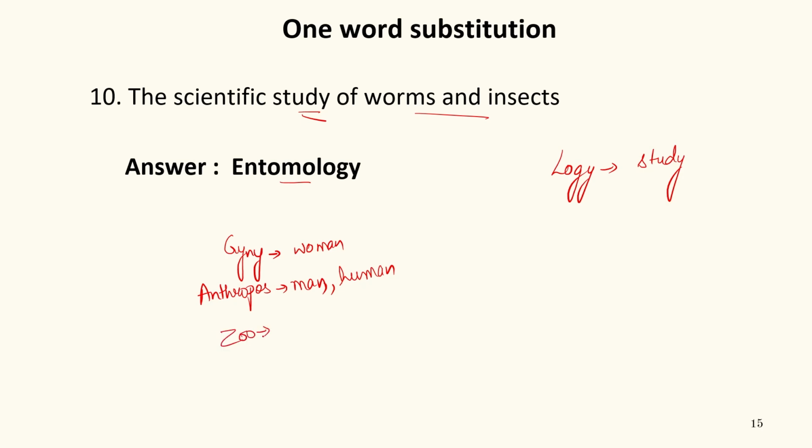Zoo is related to animals. Now, if I say zoology, it means the study of animals. Botany: in botany we study plants. It means botany is the study of plants. There are various words in which, if I add the suffix logy, it becomes the study of that particular thing. So entomology is the study of insects. Gynecology is the study of women. Anthropology is the study of human.